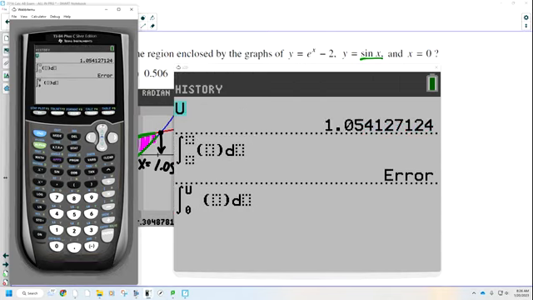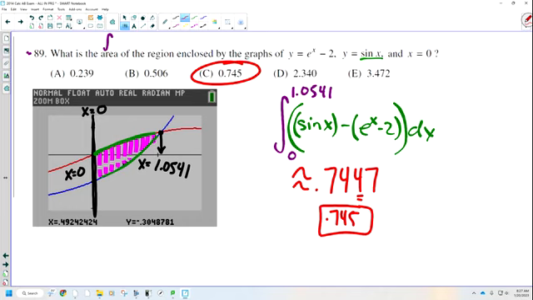Now, it is from parentheses sine of x minus parentheses e to the x minus 2. Close that parenthesis. dx, don't forget that dummy variable. And we should end up with 0.7447. So that's approximately 0.7447. This would round up to a 5, because most of our answers are 3 decimal places, and it is choice C.